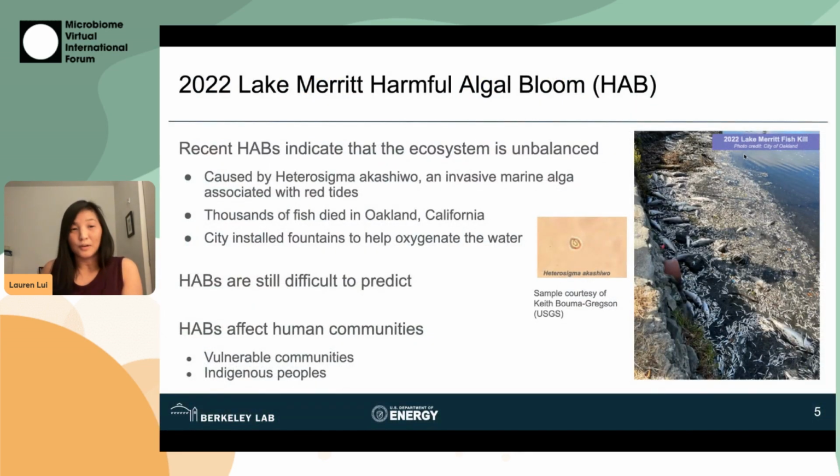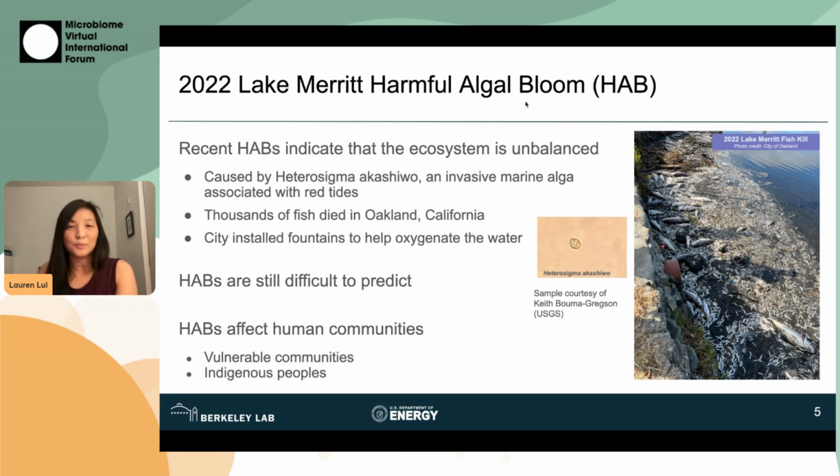There have been a lot more harmful algal blooms in recent years. In Lake Merritt and also the Bay, thousands of fish died because of this eutrophication. It was caused by an organism called Heterosigma akashiwo. The city was trying to help manage this in the lake by installing fountains to help oxygenate the water. But this really indicates that we need to figure out what's causing these harmful algal blooms as we continue with climate change.